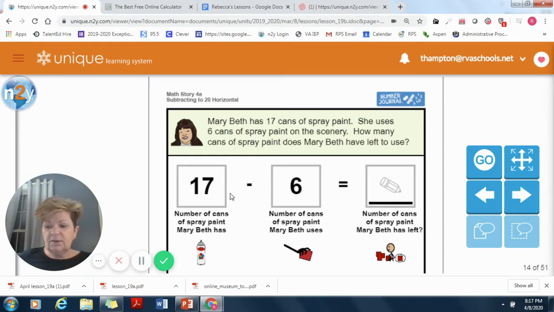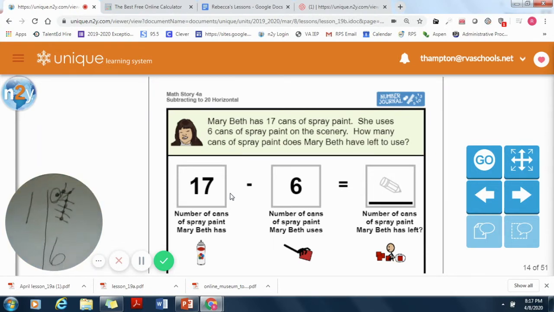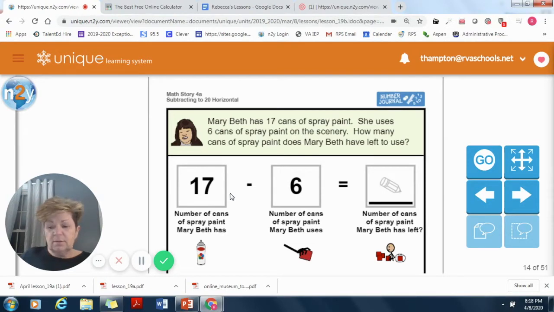If we use touch math, we can draw our 7 dots. 1, 2, 3, 4, 5, 6, 7, right? You can draw your 7 dots. And we can mark off 6 of those dots. 1, 2, 3, 4, 5, 6. And then how many dots do we have left? Right, we have 1 dot left. So this would tell us that 7 minus 6 equals 1.